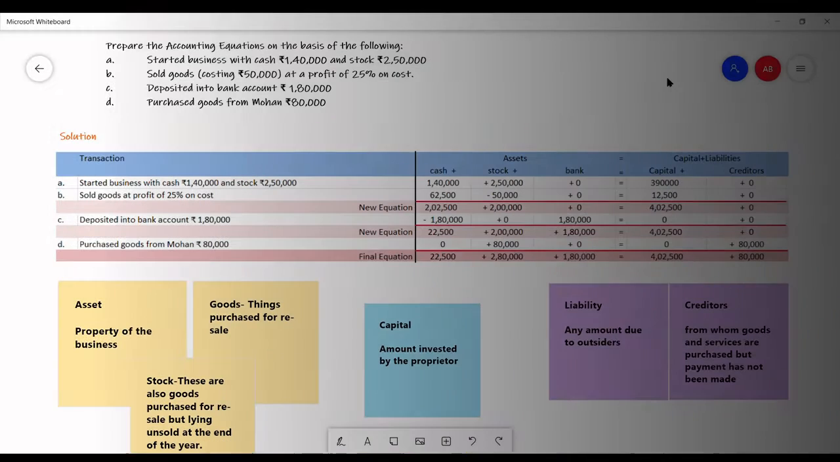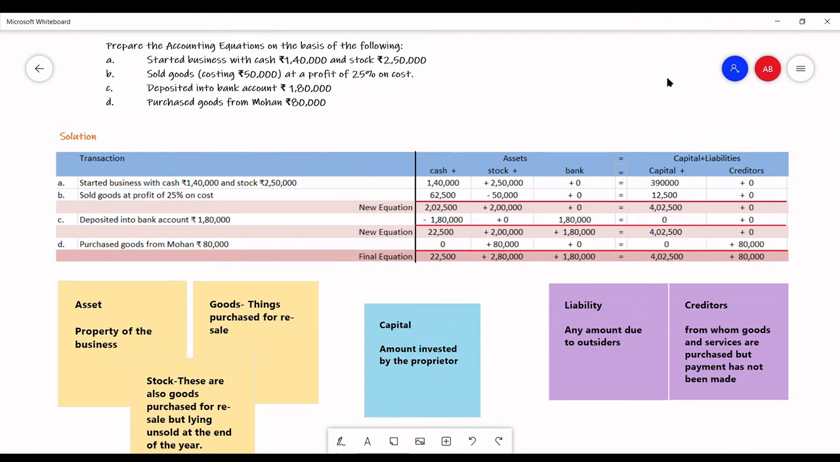So now, this is our first question from the chapter, the accounting equation. My question reads as, prepare the accounting equations on the basis of the following transactions. So first, in the solution, we will be drawing up the format. On the left hand side, I'll write transactions, and on the right hand side, I have written assets is equal to capital plus liabilities.